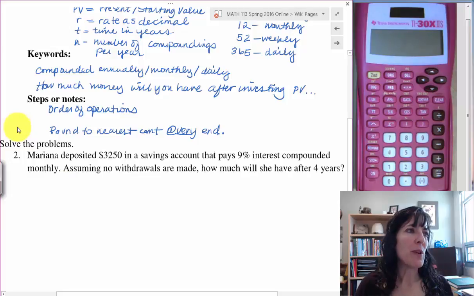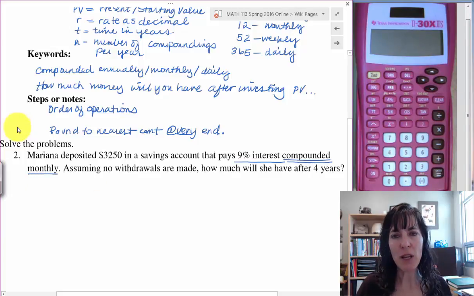Mariana deposited $3,250 in a savings account that pays 9% interest. I see compounded. That's telling me I'm going to need to use one of my compounding formulas. And then I see monthly, so that's telling me it's the general compounding formula. Assuming no withdrawals are made, how much will she have after 4 years?